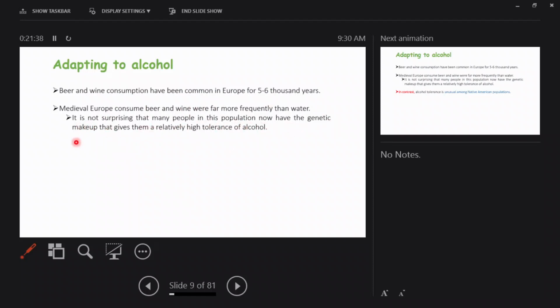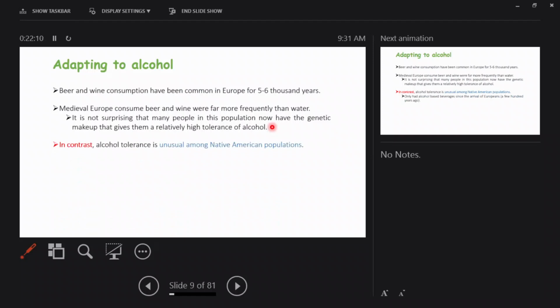So it is not surprising that many people in this population now have the genetic makeup that gives them a relatively high tolerance to alcohol. You know that European people, and some American people, are used to drinking alcohol, and when they drink alcohol, they don't have much of the effect of intoxication due to alcohol consumption, right?